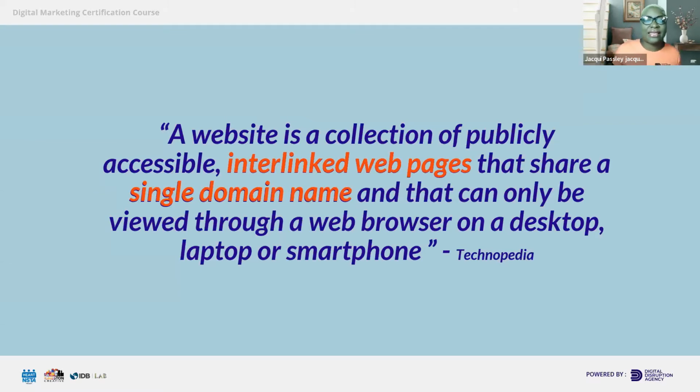Let's look at some of the key things here, right? So the first one is that it's interlinked web pages. So your website is not just one page unless you have a landing page, but more often than not, your website is multiple navigable pages. So you may have your home page, about us page, services page, contact page. So it's multiple pages, hence the word collection, that are interlinked under a single domain name. So www.digitaldisruptionagency.com. That's the domain name. Now, if you go to digitaldisruptionagency.com, you'll find that there are multiple interlinked pages, right?